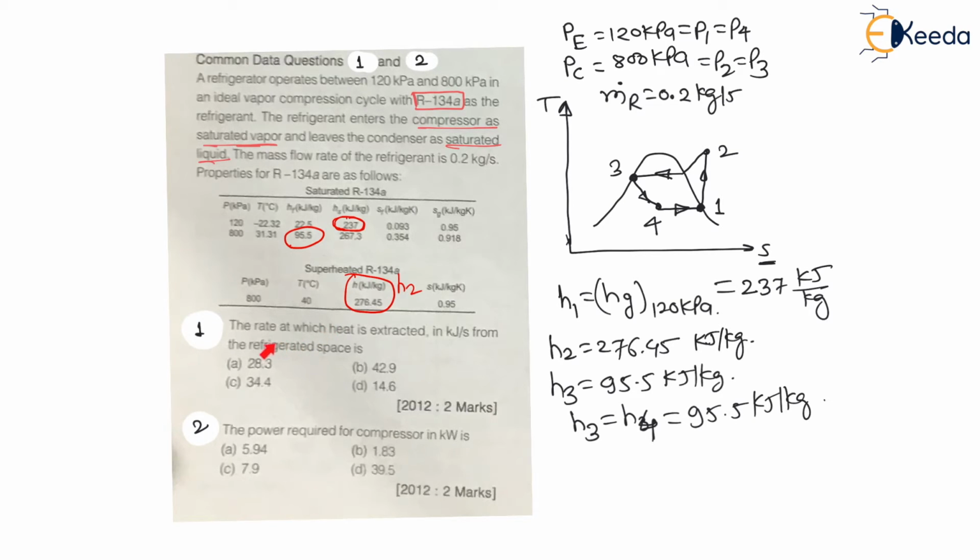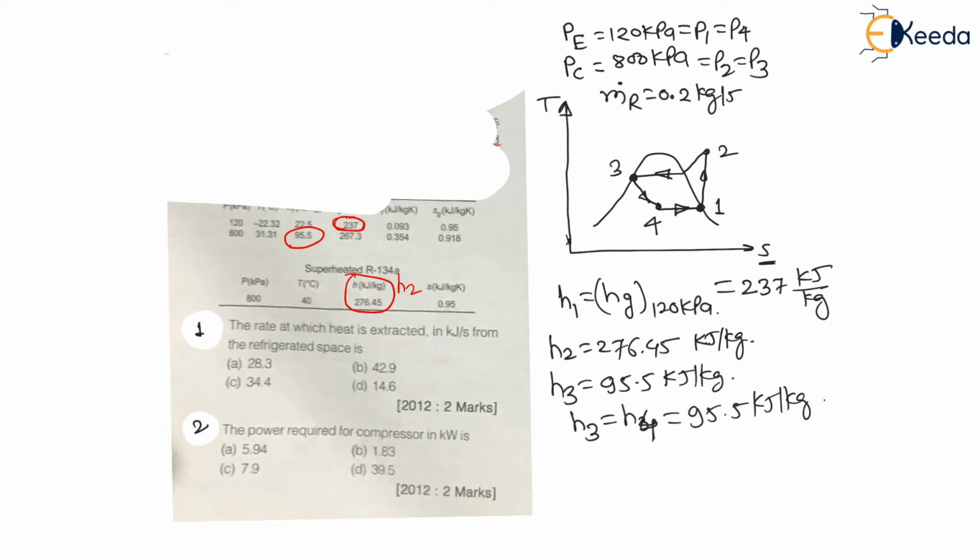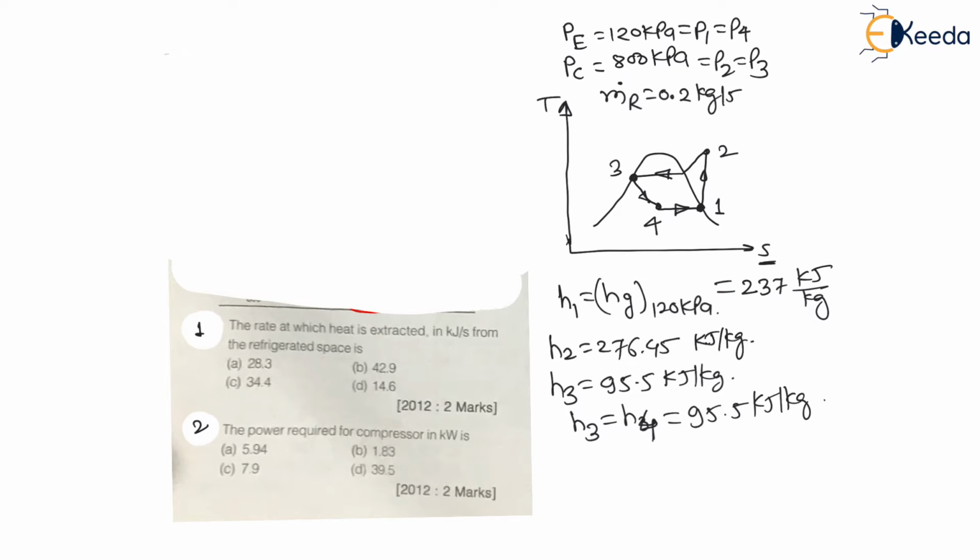Now, the question number 1 is: the rate at which heat is extracted in kilojoule per second from the refrigerated space is. Now, my dear students, for the very first question, let us erase the question here so that we will get sufficient space for the solution. Let us solve the question now. The very first question we are going to solve.